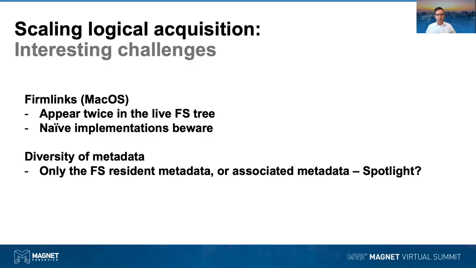Some of the things that really weren't considered in the original paper are quite interesting when you actually get into the weeds of implementing it, issues like firm links, for example. If you've seen more recent versions of macOS, they have what are called firm links, which essentially mean that you'll end up seeing in the live file system tree two copies of each file. So naive implementations would end up acquiring multiple copies of many, many files. They need to be aware of that kind of duplication on macOS, for instance.